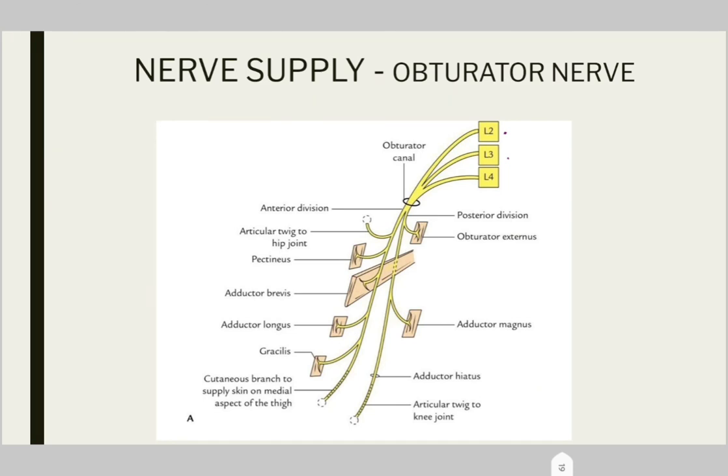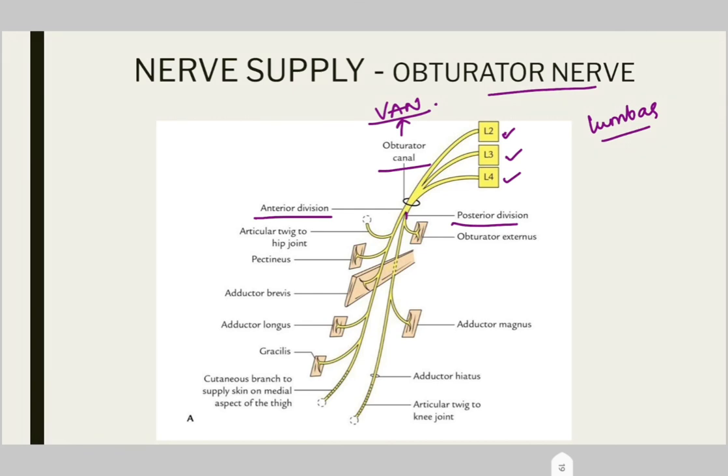Now coming to the nerve supply, the chief nerve is obturator nerve. It arises from the lumbar plexus. Its root values are L2, L3 and L4. They combine and pass through the obturator canal. So remember, through the obturator canal, obturator vein, artery and nerve, 3 will pass. After descending down through the obturator canal, it divides into the anterior and the posterior division.